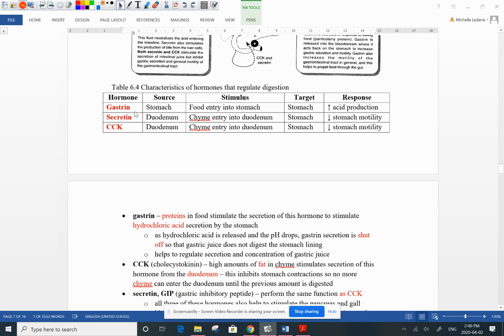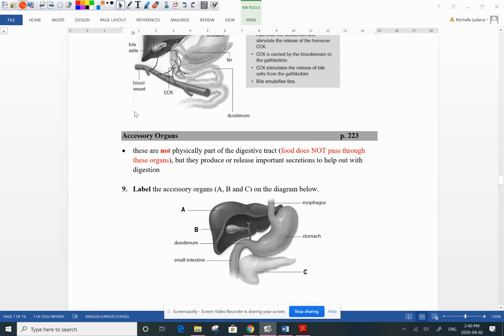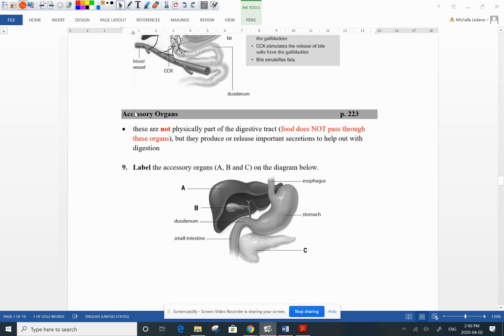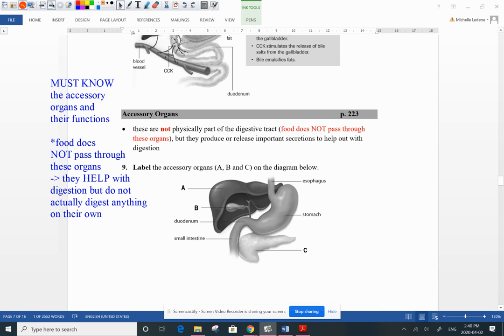But on the next page, there is important stuff on the accessory organs. This stuff we got to know. Okay, so for sure we need to know this. What are the accessory organs? Well, they are organs that are helping with digestion. They're accessories, they're helpers. And the thing is, food does not actually pass through these organs. So they're not digesting anything on their own, but they are helping out.